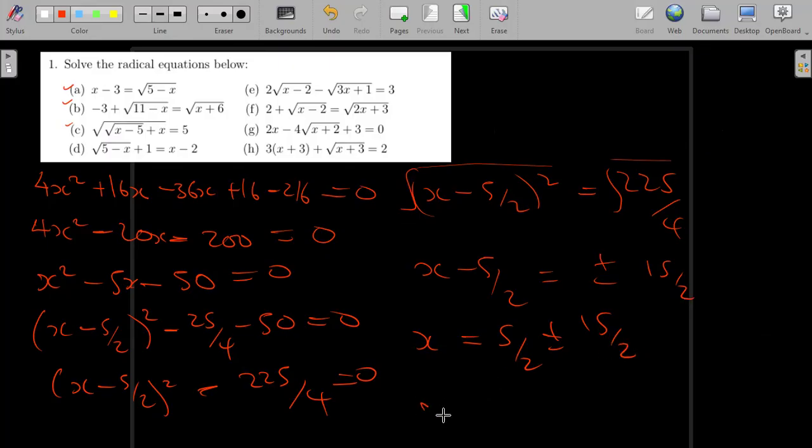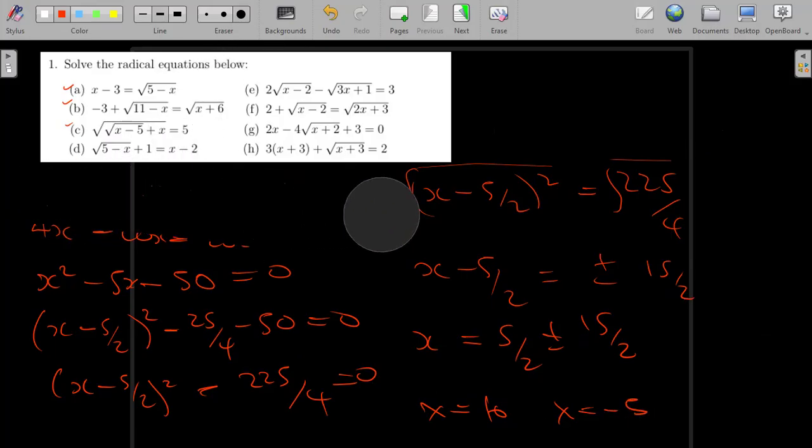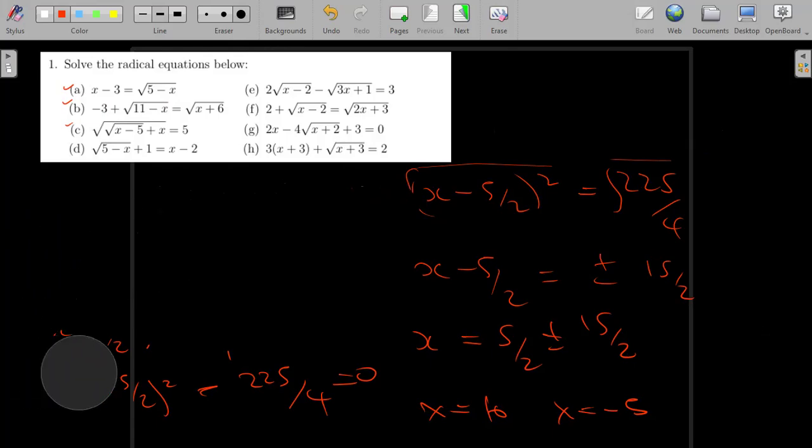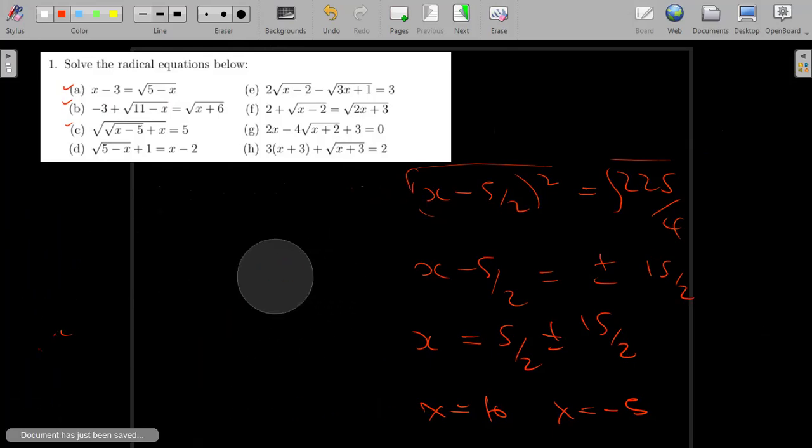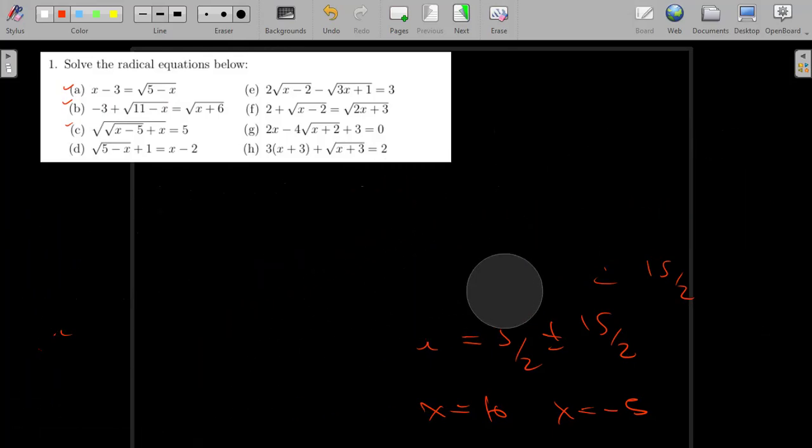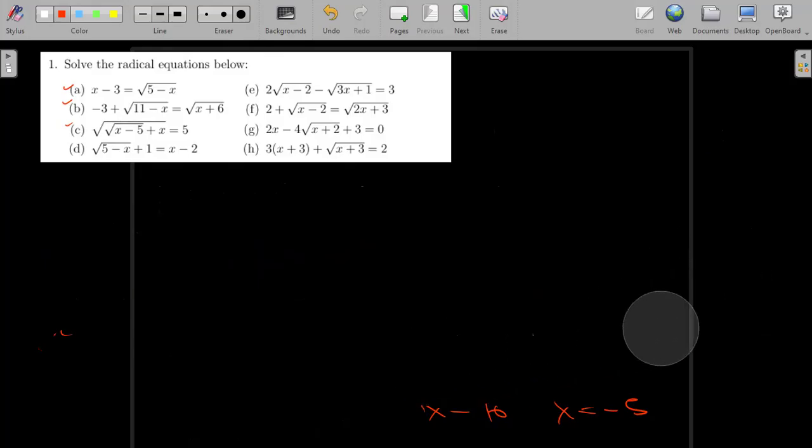So I take my negative 5 over 2 to the other side, and I have positive, then plus minus 15 over 2. So when I add these two, that's going to be 5 plus 15 gives me 20. Divide by 2 gives me 10. So I get x equal to 10. Then when I subtract, I'll get negative 10. Negative 10 divided by 2 gives me negative 5. So these are the two values that I'm getting, but I have to test and see if these values are my true values. You want to see which one is an extraneous solution, which one is not.